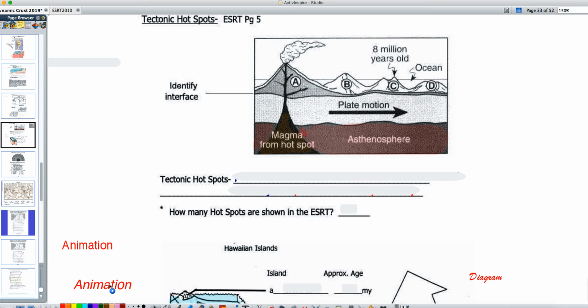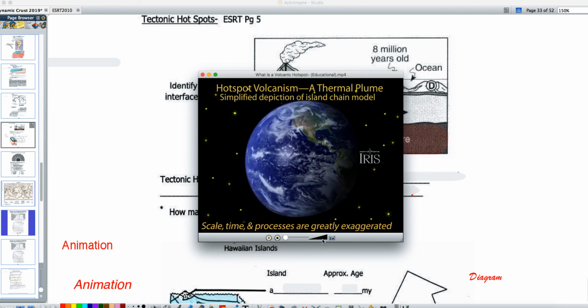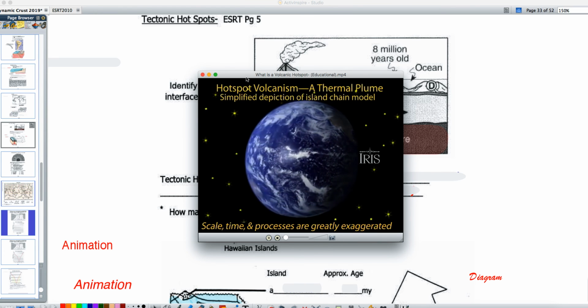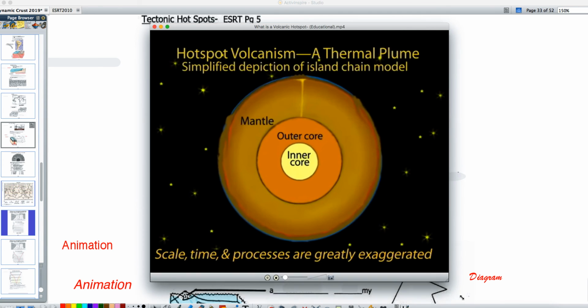Now I'm going to show you an example here of a hotspot, in a quick animation. And let me just turn the sound down on it. I don't think you want to be hearing that. And I will add my own narration. So let's take a look.